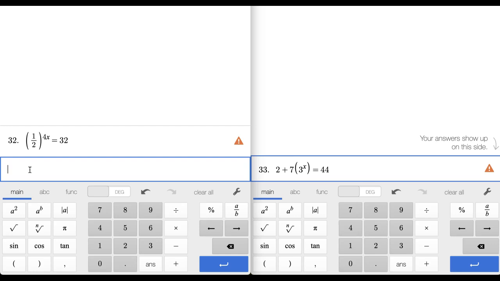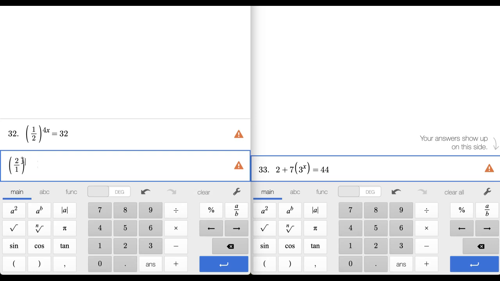All right, so there's different ways to do this problem. I'm going to change this 1/2 to a 2, which is the reciprocal of 1/2, right? This is the same thing as 2 over 1. If you do the reciprocal, then your exponent just switches signs. So this becomes negative 4x. Okay, so 1/2 to the 4x is actually the same thing as 2 over 1 to the negative 4x.